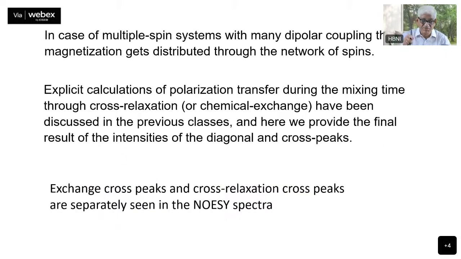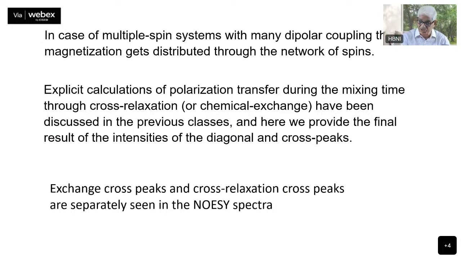Okay. So in case of multiple spin systems with many dipolar couplings, the magnetization gets distributed through the network of spins, because whenever there is an in-phase transfer, this will always happen. Same was true in the TOCSY: K to L, L to M, M to P, because there is an in-phase transfer. So here also it is the same thing. With many dipolar couplings, magnetization gets distributed through the network of spins.